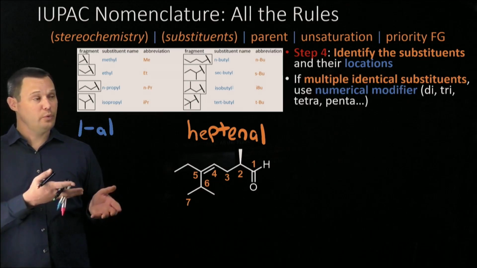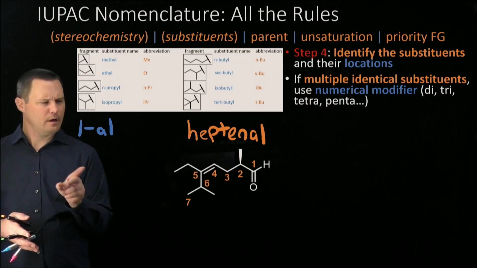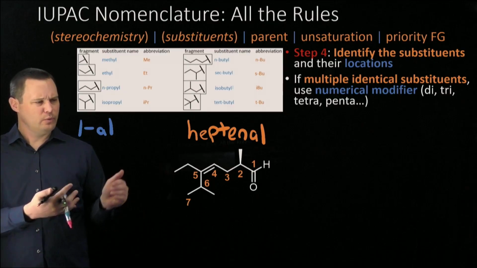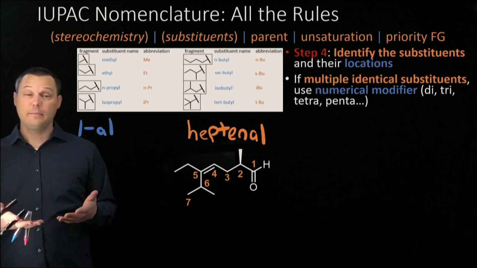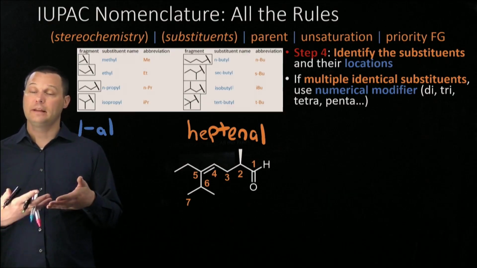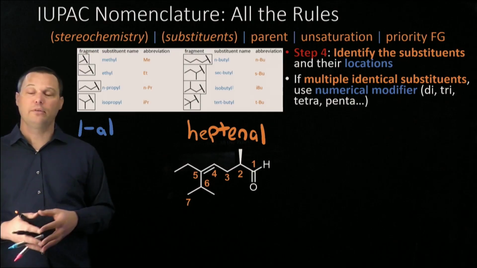On carbon number 2, we have a 1-carbon substituent. That would be a methyl group. But notice something interesting. On carbon number 6, there's another methyl group. At 2 different positions in this molecule, we have a hydrocarbon substituent with 1 carbon in that chain. This happens all the time. If there are multiple identical substituents, we use a numerical modifier like di or tri or tetra. So for this molecule, we have a methyl group at carbon 2 and a methyl group at carbon 6.